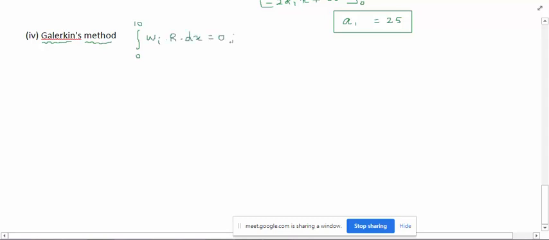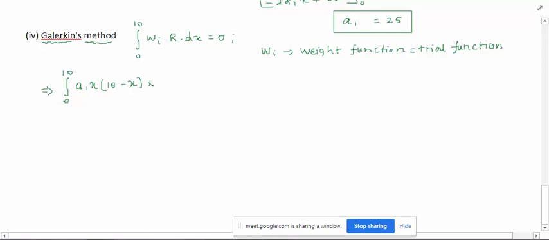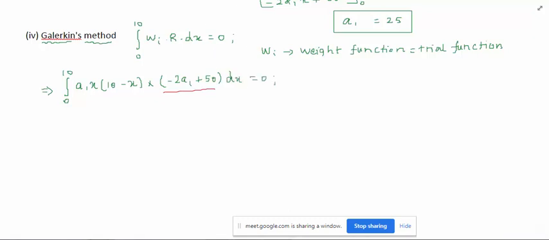wi into r into dx, where wi is your weighting function. Here we can choose our weighting function as our trial solution, directly taking it as the trial solution. So integral 0 to 10, your trial solution is a1x into 10 minus x, into r, which is minus 2a1 plus 50, equal to 0. From that you have to multiply all the terms into dx equal to 0.